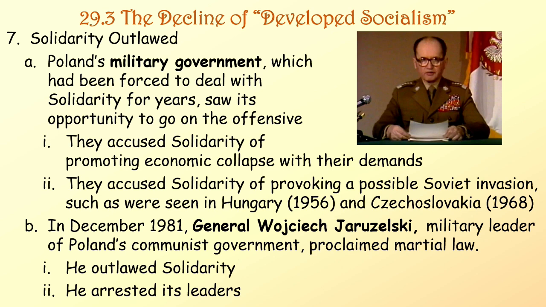Solidarity outlawed. Poland's military government, which had been forced to deal with Solidarity for years, saw its opportunity to go on the offensive. They accused Solidarity of promoting economic collapse with their demands, and they accused Solidarity of provoking a possible Soviet invasion, such as were seen in Hungary in 1956 and Czechoslovakia in 1968. In December 1981, General Wojciech Jaruzelski, military leader of Poland's communist government, proclaimed martial law. He outlawed Solidarity, and he arrested its leaders.